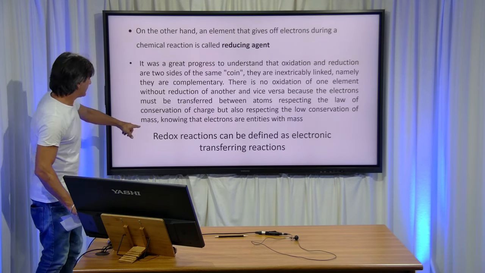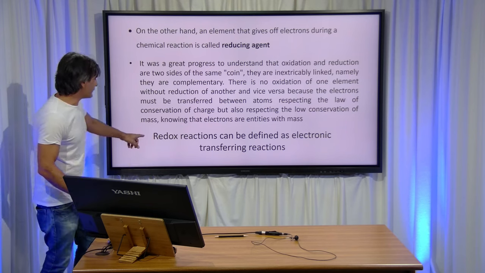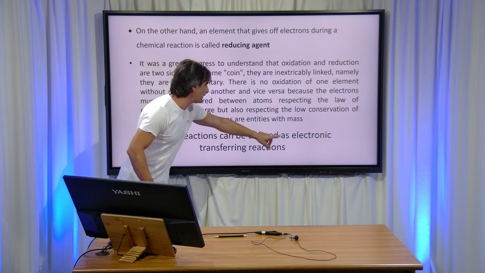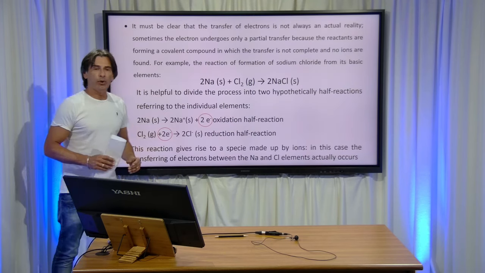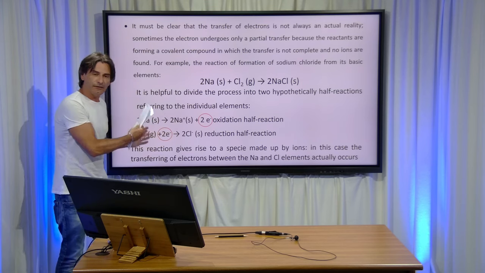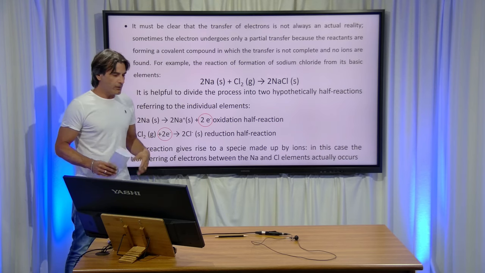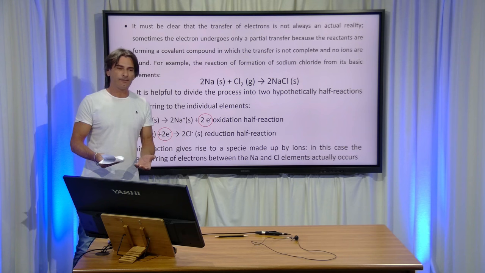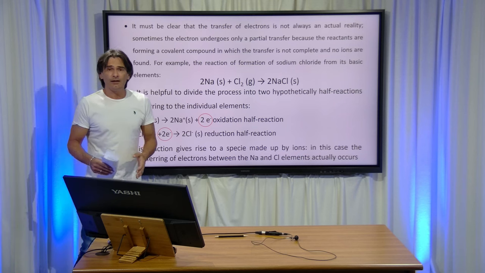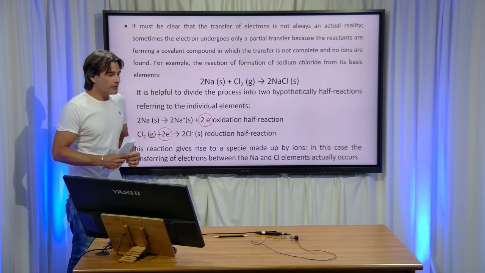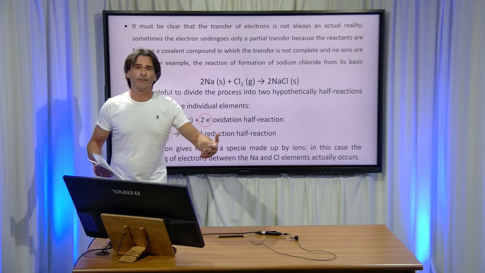Here, you can read what I just said. Redox reactions can be defined as electronic transferring reactions. But regarding that definition, we have to clarify something. We have to clarify that sometimes, or not ever, this transferring of electrons is complete. It is not so rare that the transferring of electrons is only partial. Why?